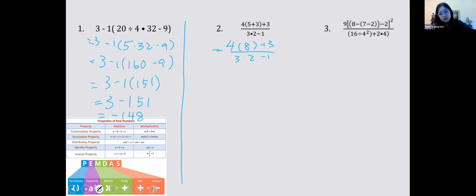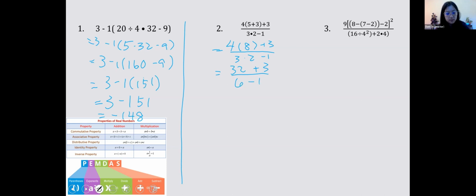And now you see there's two multiplications, both in the numerator and in the denominator. Because they're not really affecting each other right now, we can do them at the same time. So right now it can be simplified to 32 plus 3 over 6 minus 1.